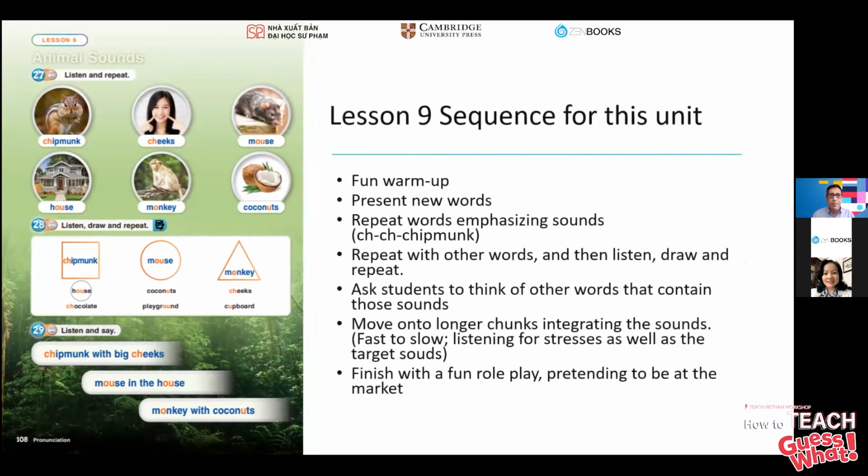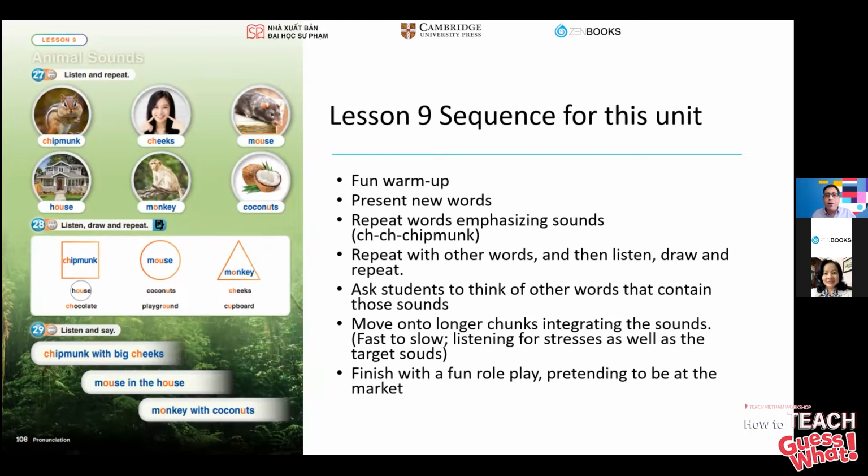So important. If I was looking and showing you how the lesson worked, we would see a fun warm-up, and then we would present the new words, chipmunk, cheeks, mouse, etc. And then we would repeat the words, emphasizing the sounds, ch, chipmunk. And then look what we have them do in number 28. We have them categorize the sounds, listen and draw them. Which ones fit in the circle? Which ones fit in the square?